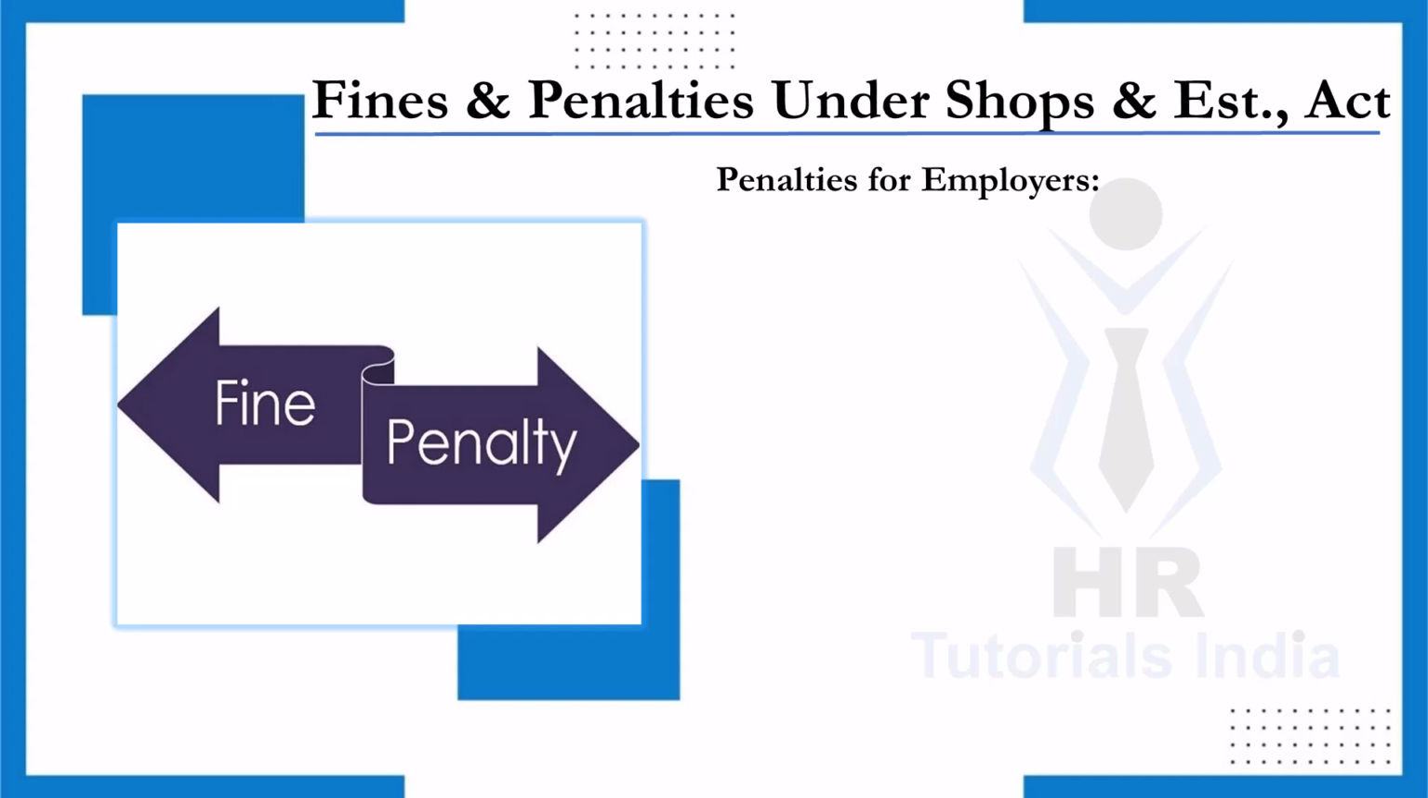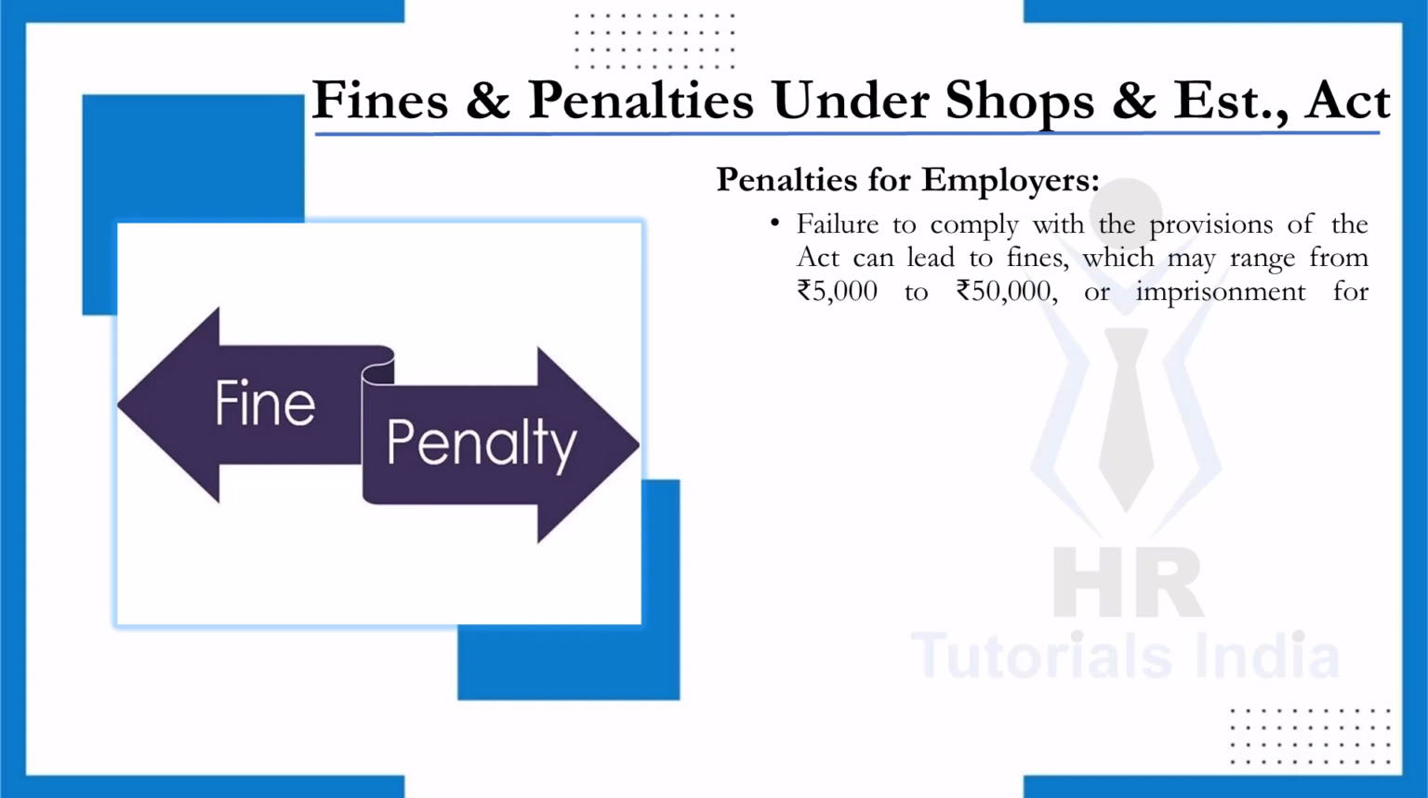Penalties for employers. Employers who do not comply with the Act's guidelines can face significant penalties. These penalties are designed to ensure that businesses follow the rules laid out to protect workers' rights and promote a fair working environment. Fines. Failure to comply with provisions of the Act may result in financial penalties. The fines can range from 5,000 to 50,000 depending upon the severity of the violation. Repeated offences or deliberate non-compliance can lead to even higher penalties.